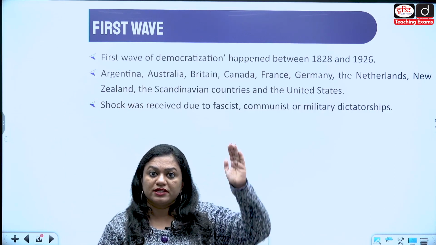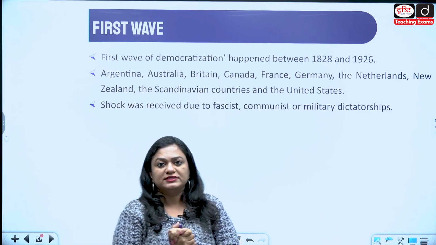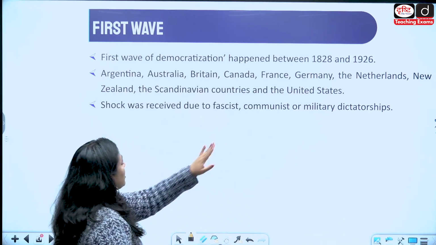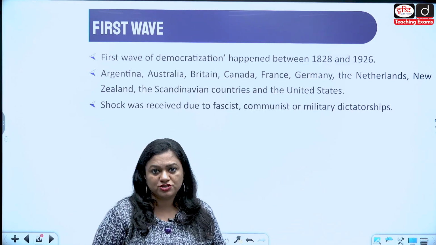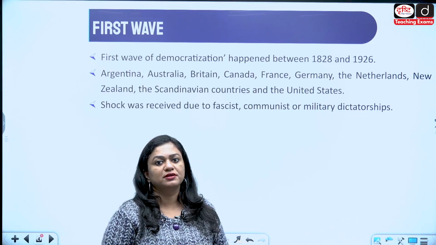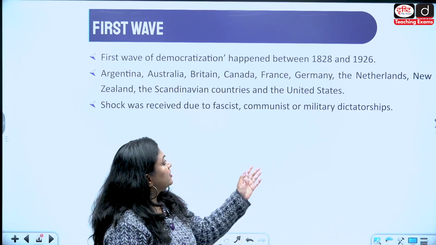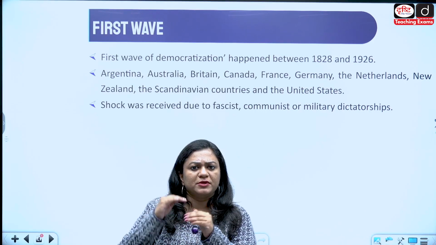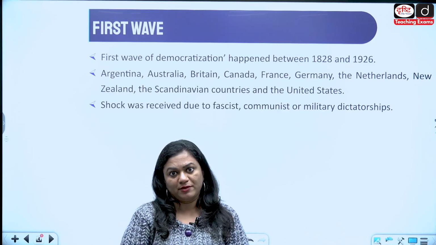But when it had reached the peak, there was a reduction in democratization because of the very nature of the politics of the 20th century, all these factors: the rise of fascism in Italy, Nazism in Germany under Adolf Hitler, Benito Mussolini's fascism, then the rise of communism and the formation of the Soviet Union, then military dictatorships in various parts of the world, which were taking place simultaneously at that time. So all these things came as a setback to the first wave of democratization.